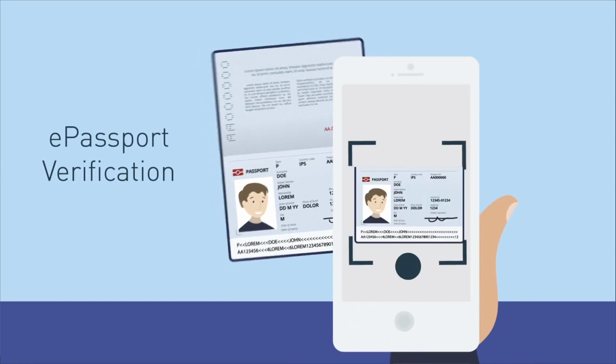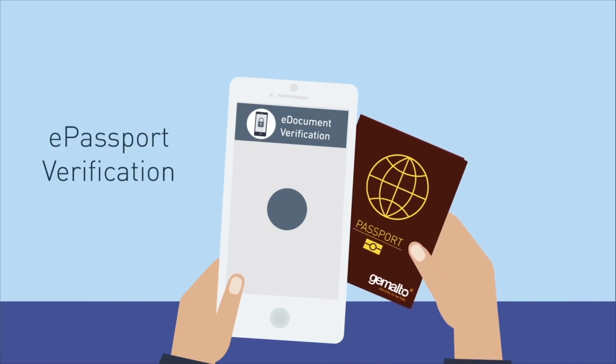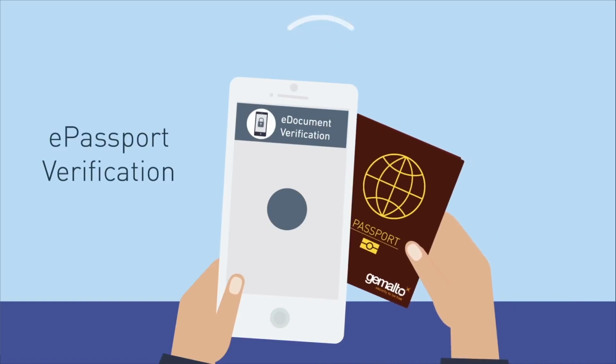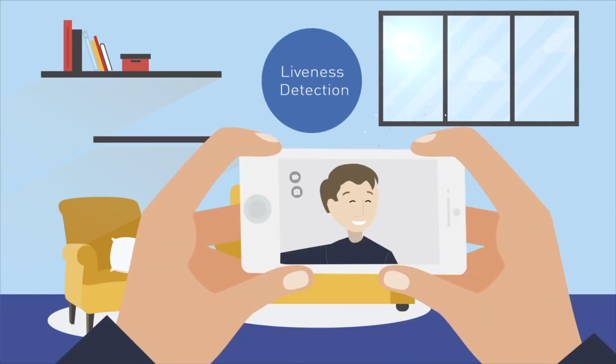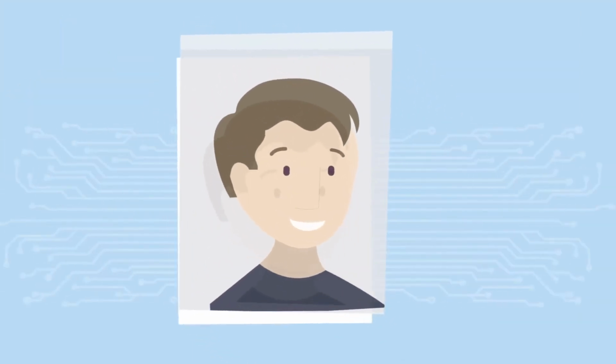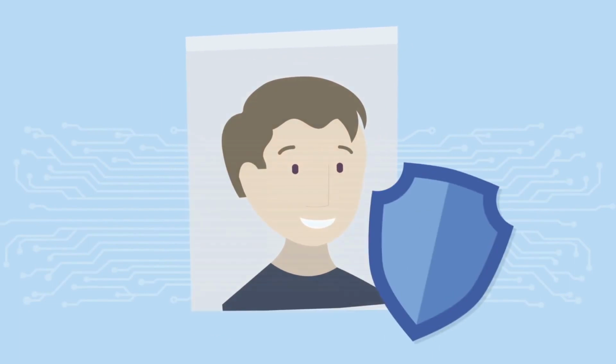John simply scans the data page from the travel document and then places his ePassport on the back of the NFC phone for the app to read the chip inside. Then he takes a selfie, which is checked for liveness. The back-end system compares the passport photo to the selfie, and if they match, John's ID is verified.